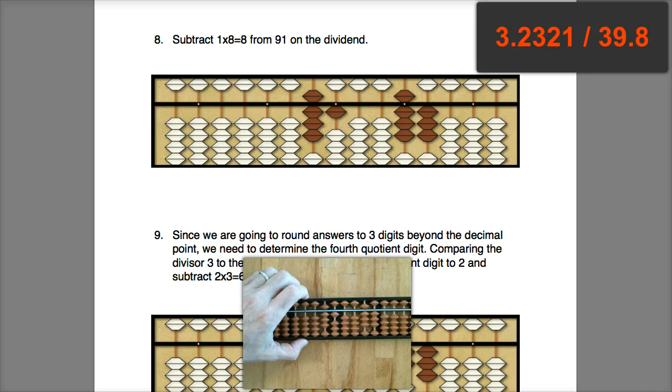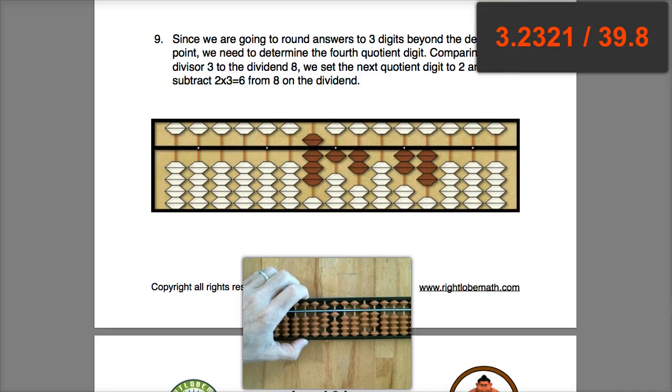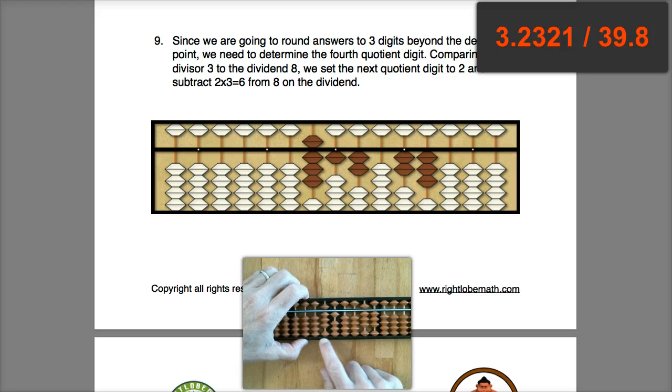Okay, so we're going to round our quotient answer to 3 digits. So far our answer is 0.081, but we need to know this 4th digit in order to determine if we need to round up or down for this final answer. So we're going to continue the process, and let's look at 3 into 8. And so for this 4th quotient digit, we're going to put a guess of 2 in there.